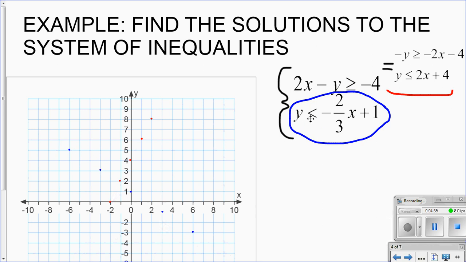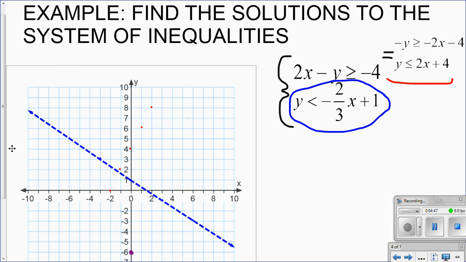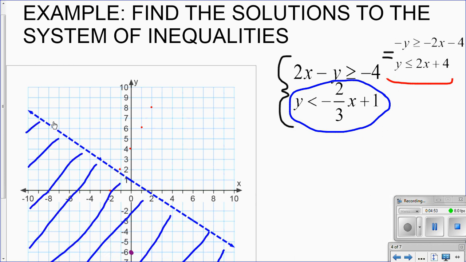Now it's less than, so that means it's going to be a dotted line. So I graph that. Because it's not equal to, and because it's also less than, it means I'm shading below. So this whole section below are where the solutions to that one inequality are.